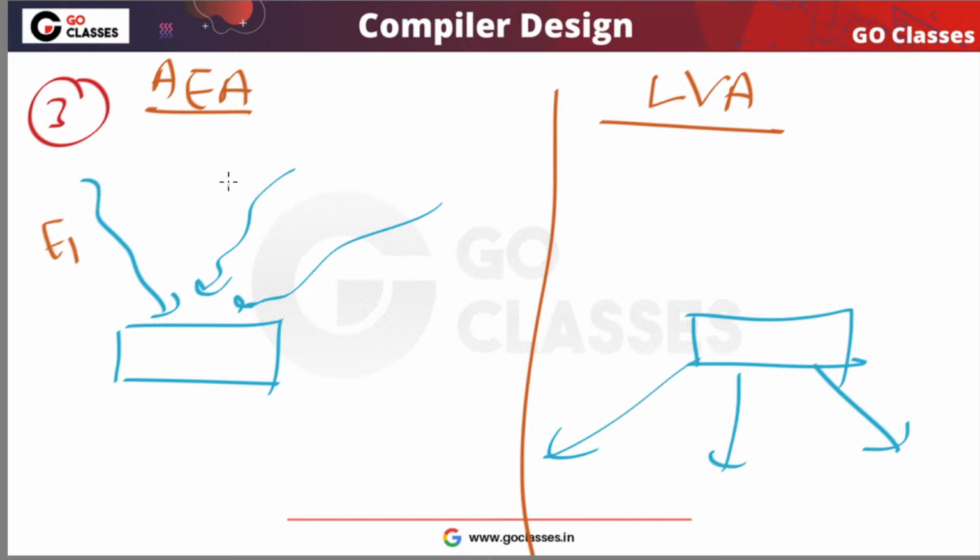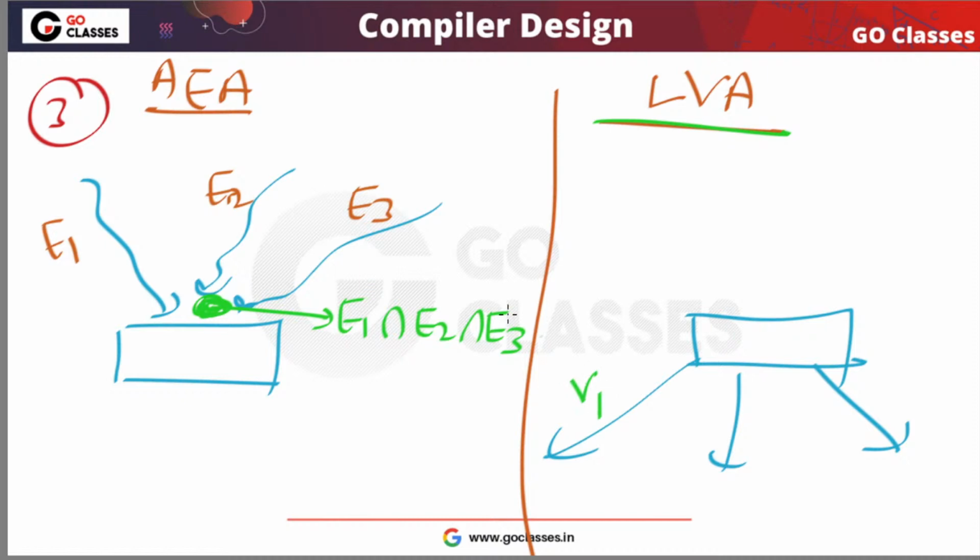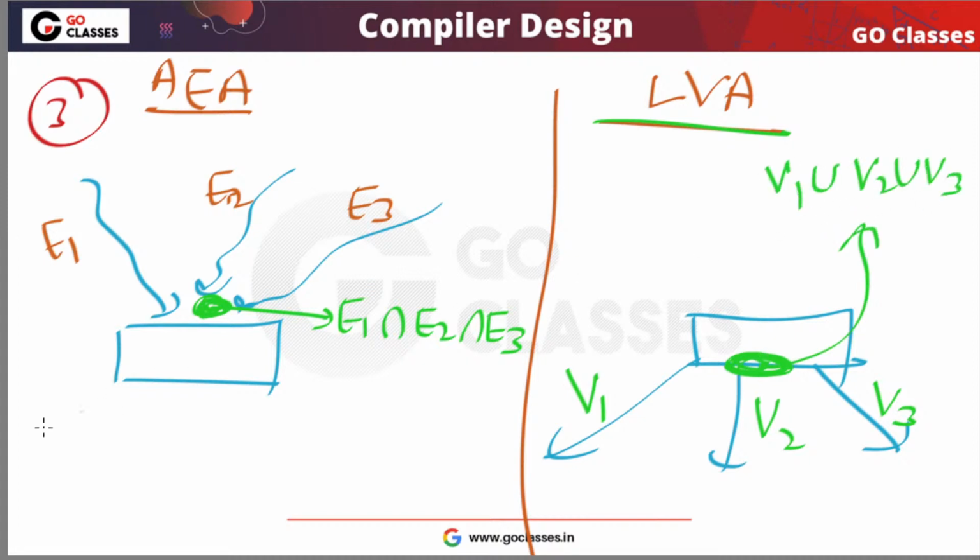Here you have, let's assume, E1, E2, E3. At this point you will do E1 intersection E2 intersection E3. Correct? Okay. And in live variable analysis, let us assume this is V1, this is V2 and this is V3. At this point we do V1 union V2 union V3. So this is another difference, yes or no?